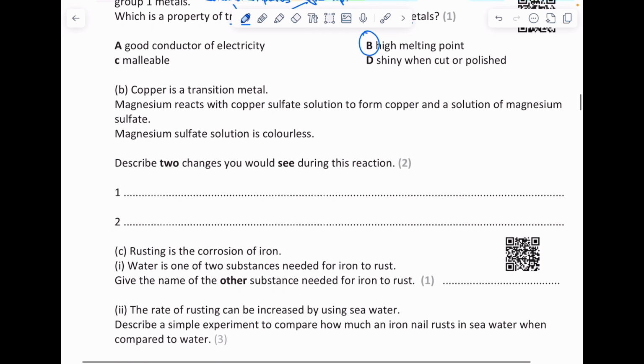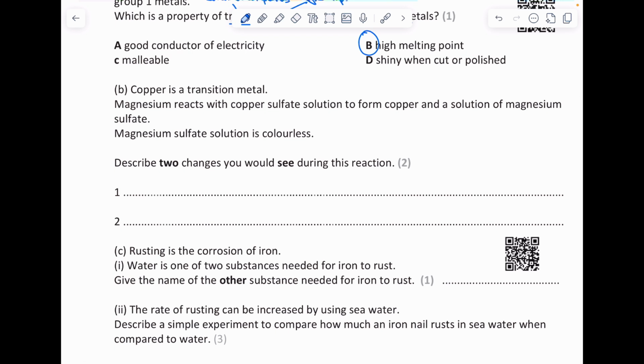We've then got copper is a transition metal, reacts with copper sulfate to form the solution. Magnesium sulfate is colourless. Describe two changes. So let's just write this out. That's what we've got taking place.